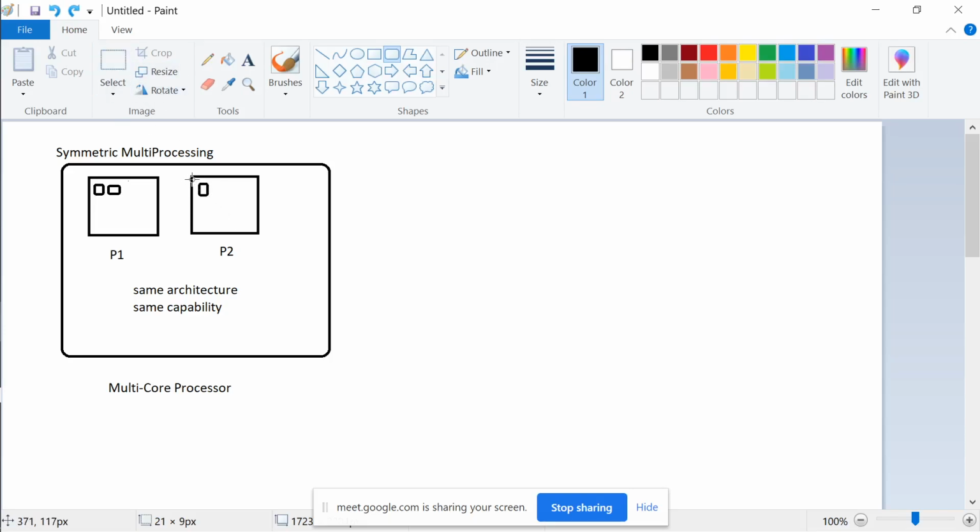Difficult to draw, but right. So let us assume this is a quad core. So a core is also a processor.